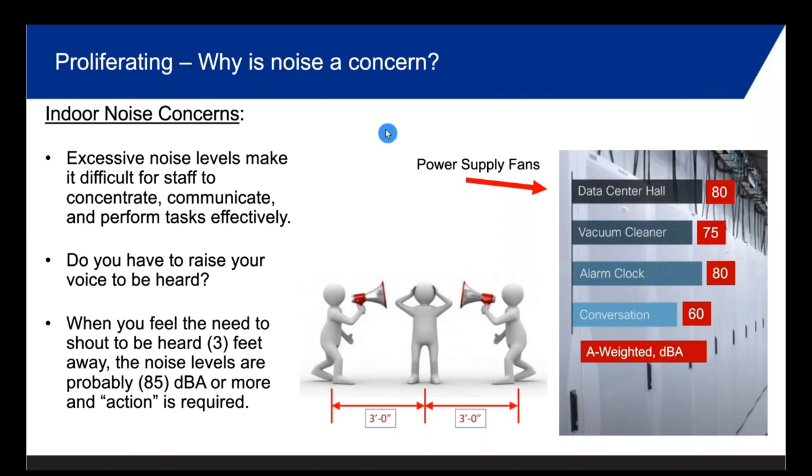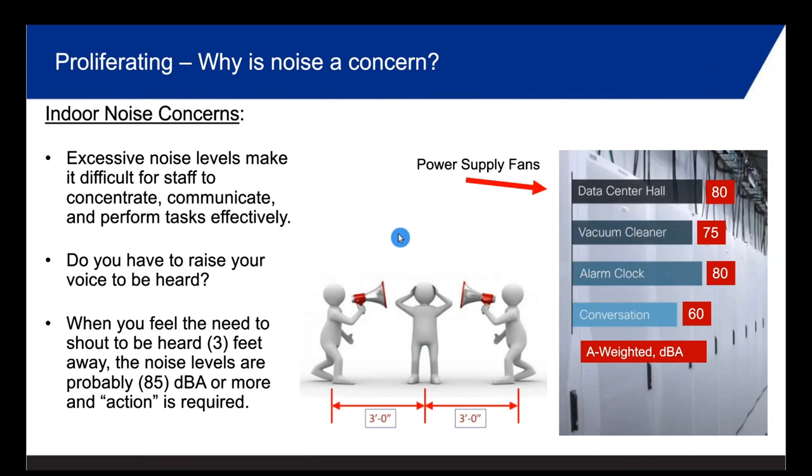There was a good rule of thumb that I read a long time ago, and I don't remember if OSHA published it or if it was in one of the articles or manuals I read. But when you feel the need to shout to be heard 3 feet away, the noise levels are probably 85 dBA or more, and action is required. Of course, that depends how long you're exposed to that noise level, and also whether you need to incorporate a hearing conservation program. But that's my little figure here. If you have to shout 3 feet away, you probably have a problem.